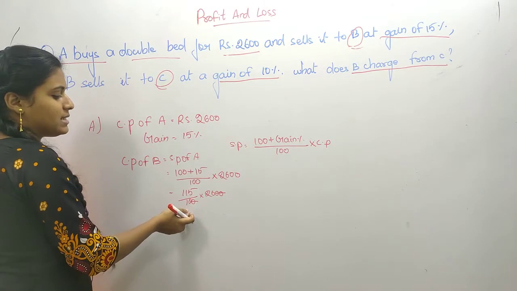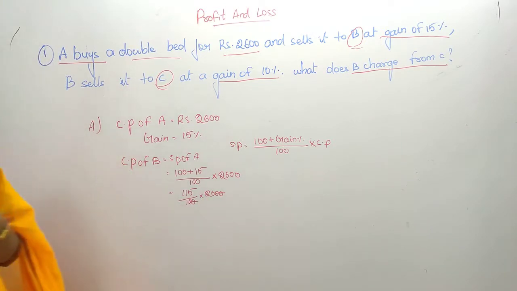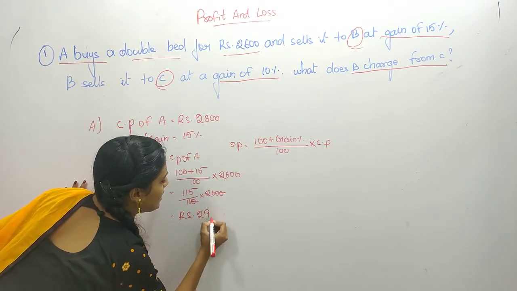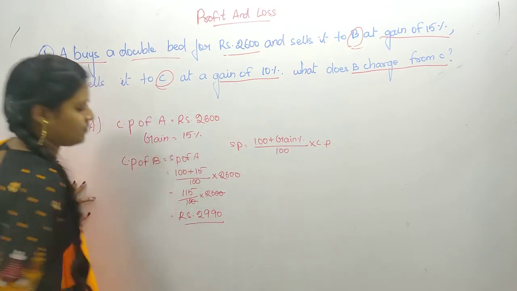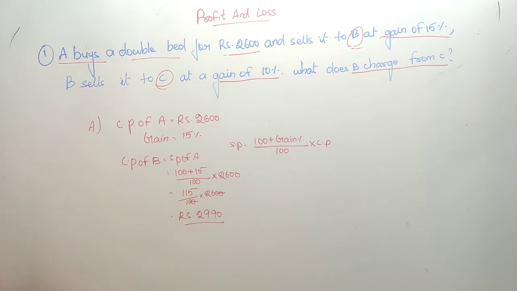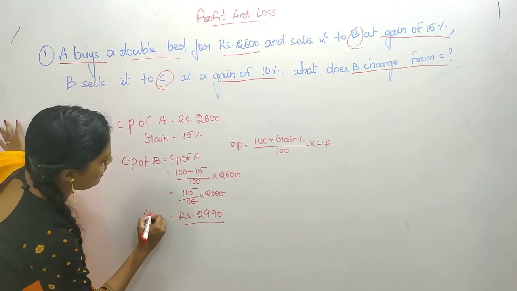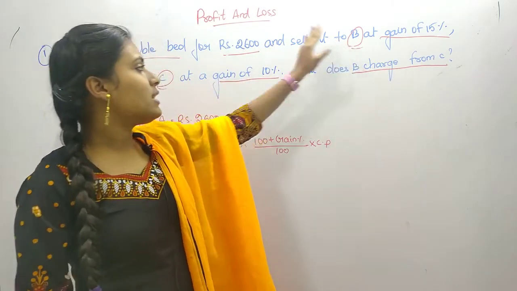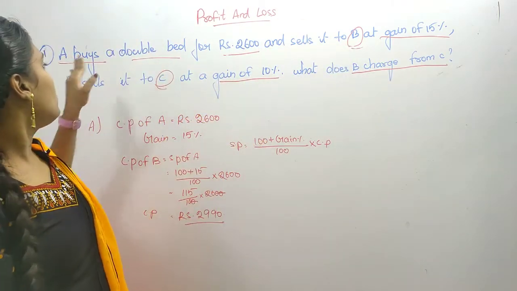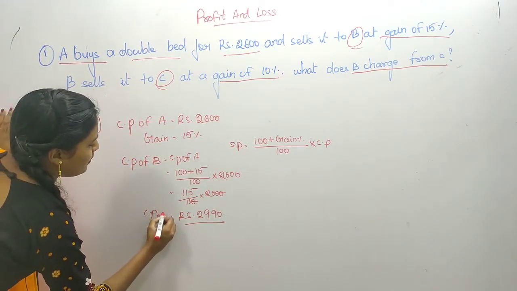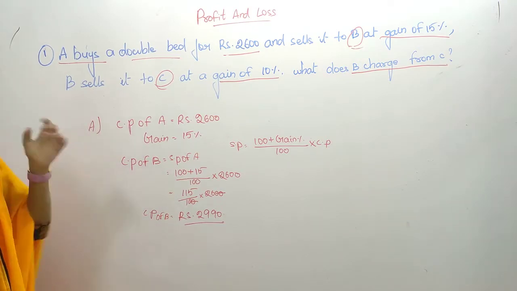After cancellation, now multiply 115 into 26, which is equal to rupees 2990. Okay, we found the cost price of B. Now after that, what is given? B sold the double bed to C.